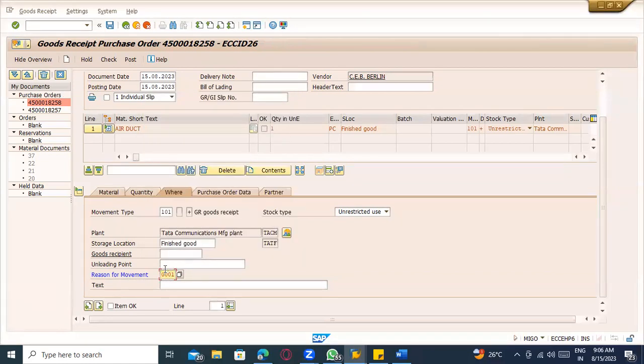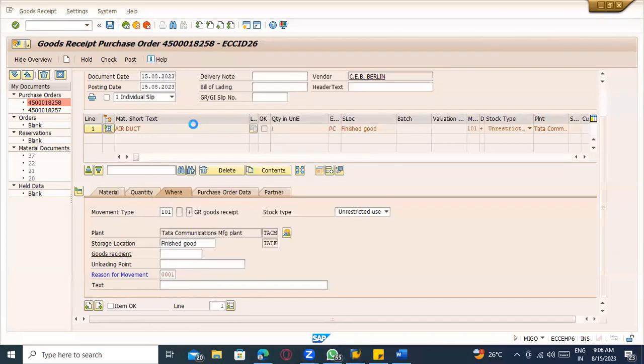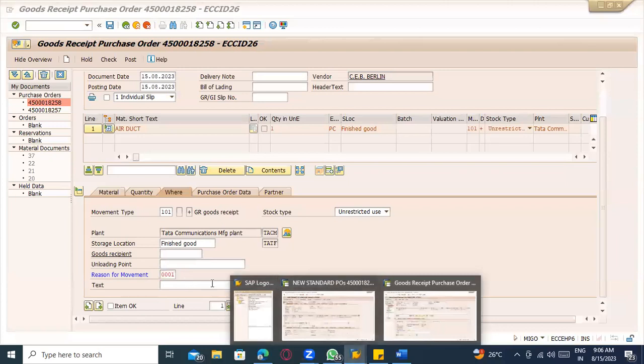Okay, this is the goods movement, we are doing the goods receipt. Can select that. Okay, we are receiving the goods. It's just for understanding purposes only. If you don't need the reason for movement, you can remove that, no problem.